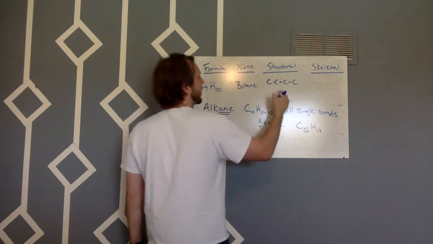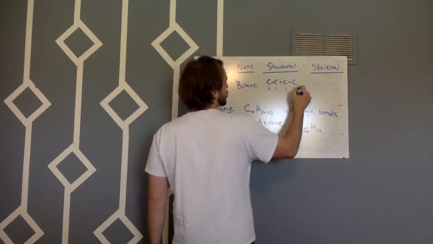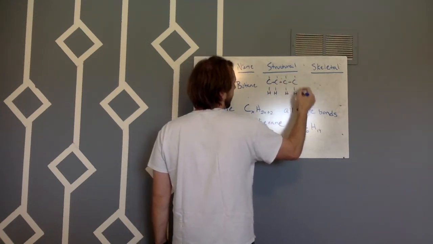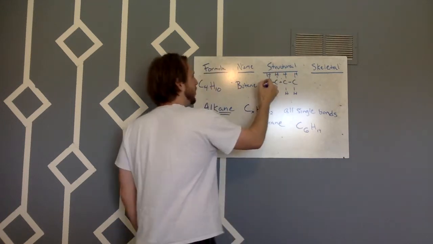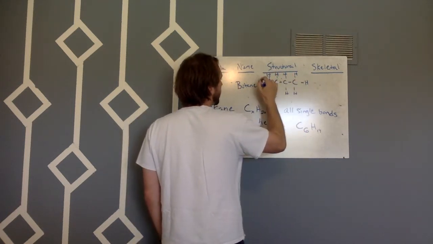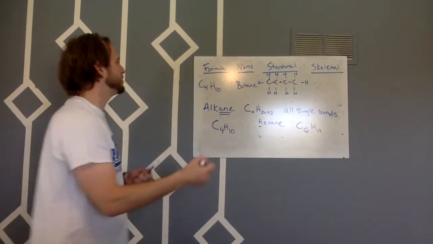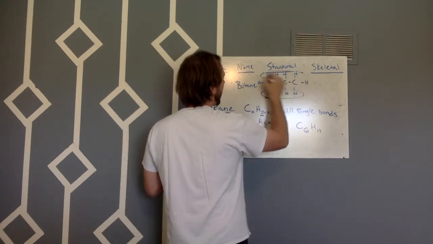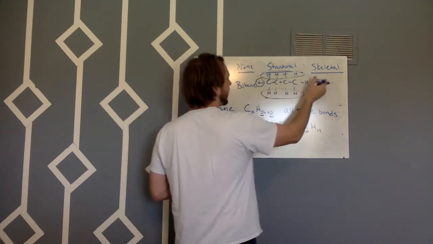So for butane, there's 4 carbons. Single bond between each of them. I need to attach my hydrogens. I'd have on top and on bottom. And then we'd have 2 more. So this is why the formula is times 2 plus 2. The times 2 part is the top and bottom hydrogens. The plus 2 part are the ones on the ends.